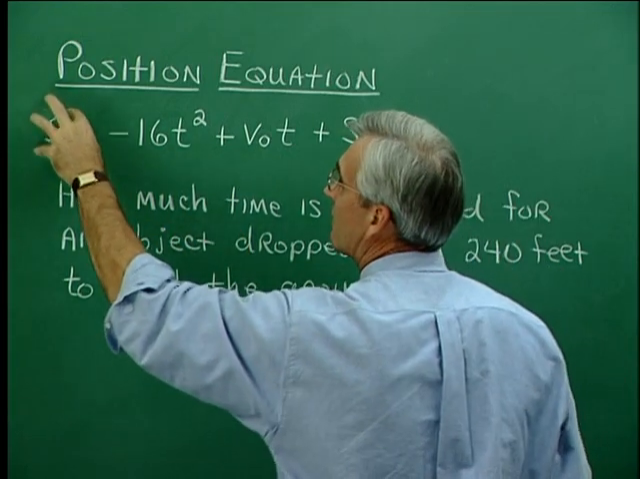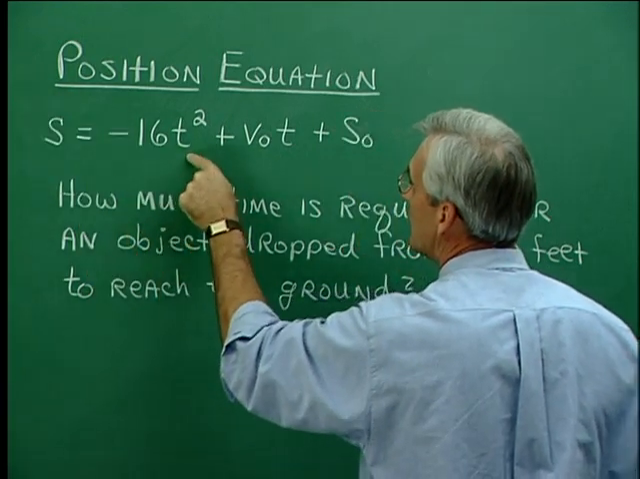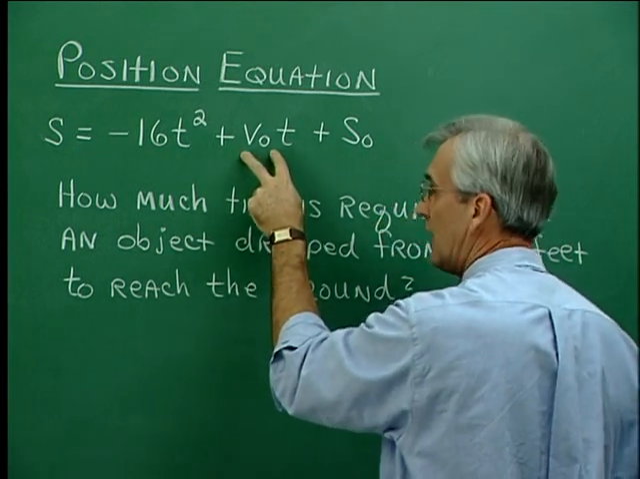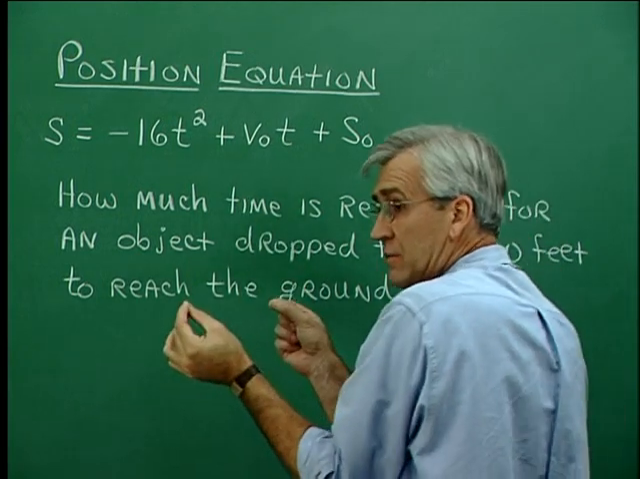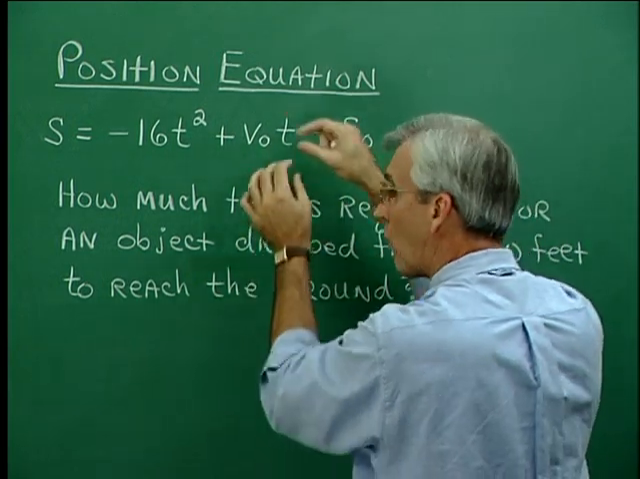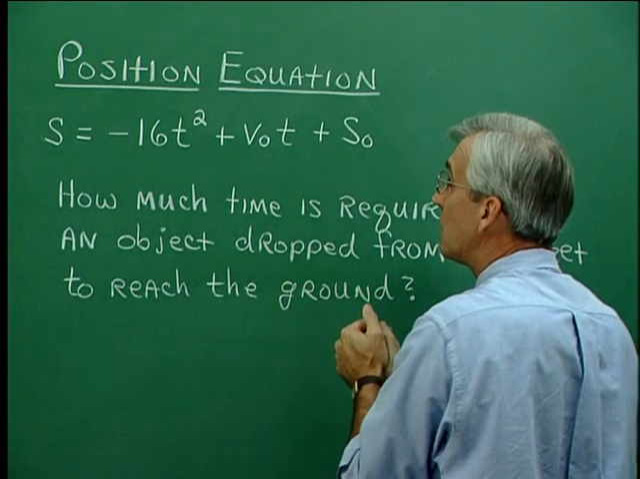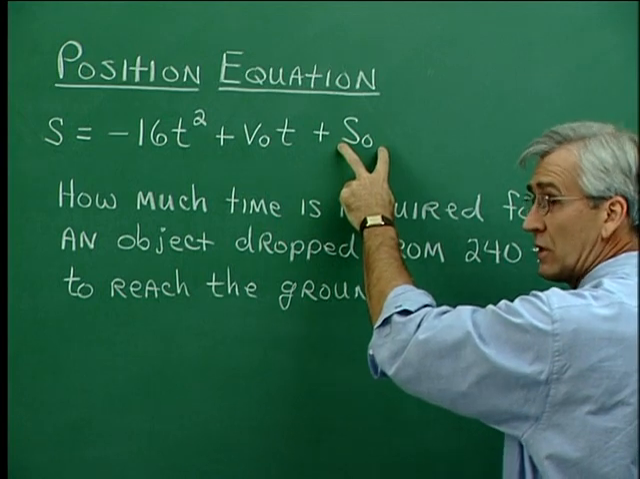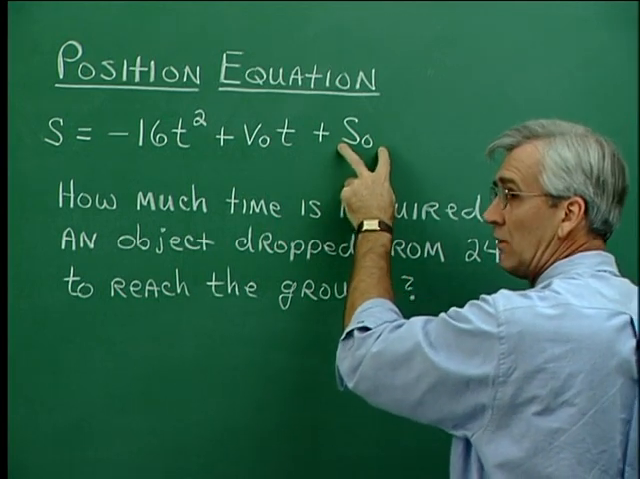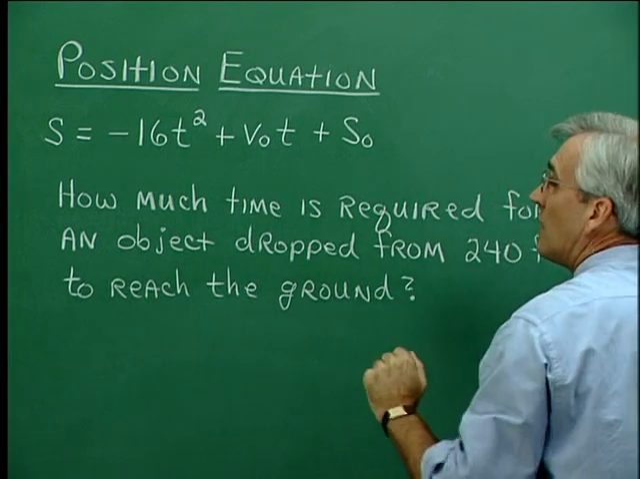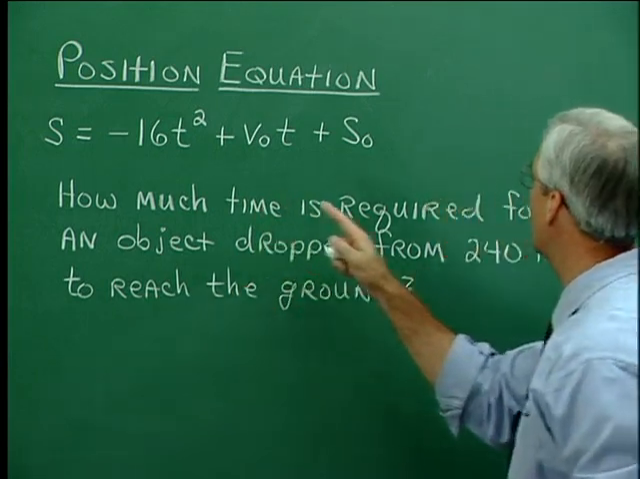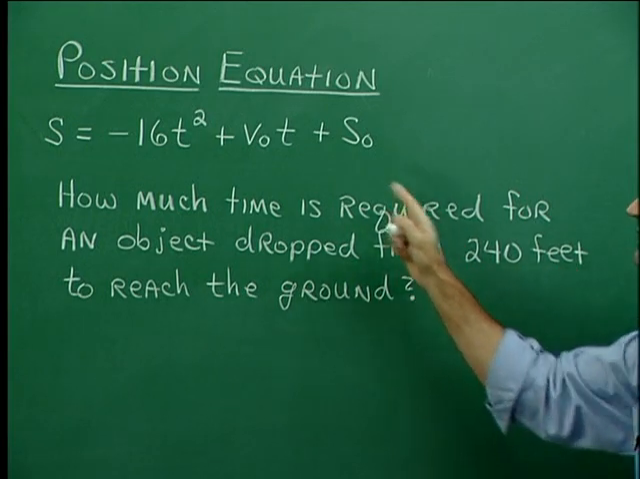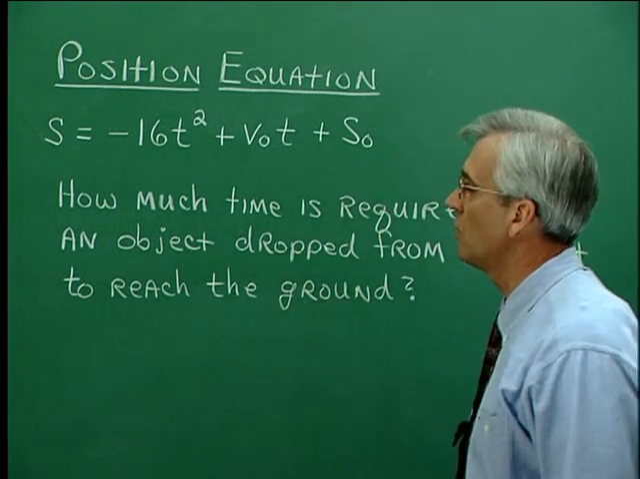So let's see, we have the height of an object is equal to negative 16 t squared plus v naught t. V naught is initial velocity, and that refers to the idea that the object that we're talking about may be traveling up or down at a particular rate of speed to begin with, and that's what v naught is all about. S naught is initial position. That's the initial vertical height. All right, so we can make calculations like this. How much time is required for an object dropped from 240 feet to reach the ground? Now this is actually a part of a problem that is posed in your textbook.